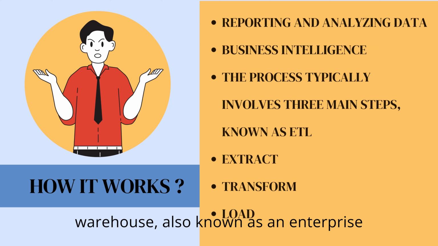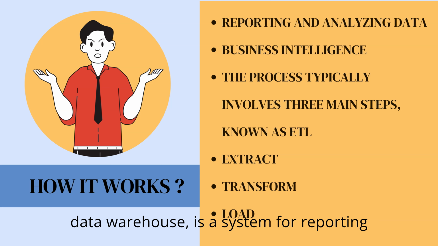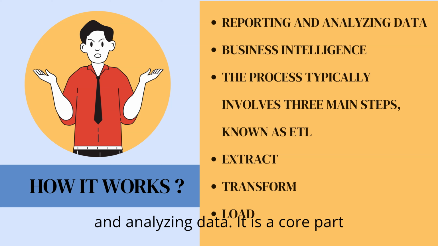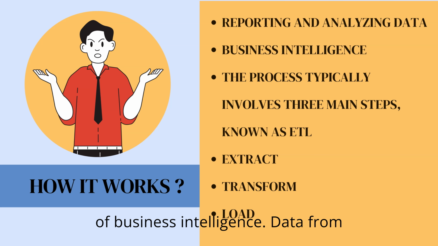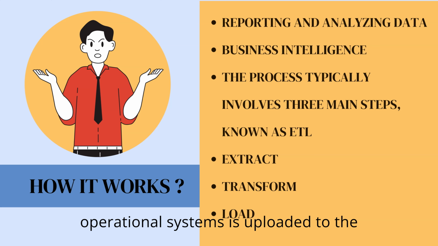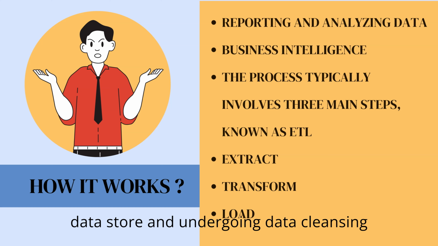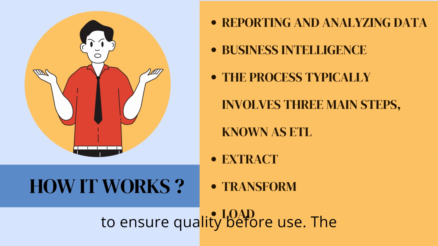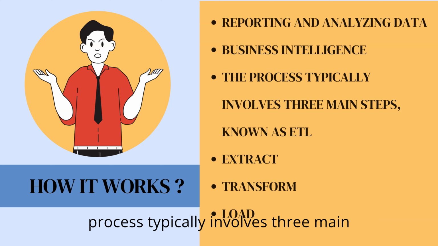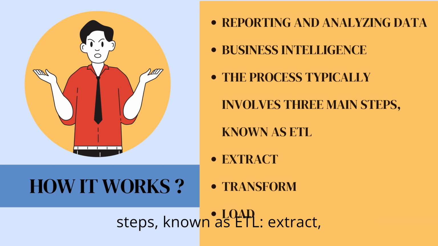Now our next topic of discussion is how it works. A data warehouse, also known as an enterprise data warehouse, is a system for reporting and analyzing data. It is a core part of business intelligence. Data from operational systems is uploaded to the warehouse, passing through an operational data store and undergoing data cleansing to ensure quality before use. The process typically involves three main steps, known as ETL: extract, transform, load.